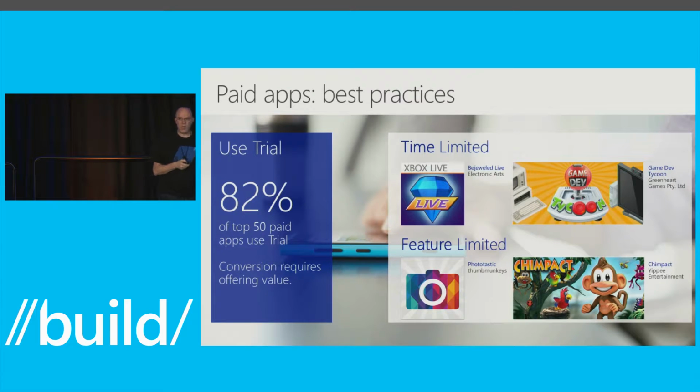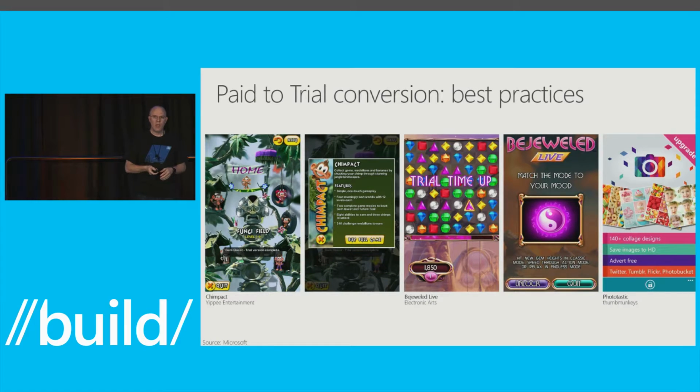The other option is feature limited. In the case of Chimpact, it's different levels, so you're able to get more levels. In the case of Phototastic, it's different additional features to manage all the photos in the app. So this is how it looks in practice. Starting on your left-hand side, you see Chimpact. There's a little icon that says here, trial ended, and then they show you a screen very clearly what's the benefit you're going to get if you upgrade to the full paid version after the levels have ended.